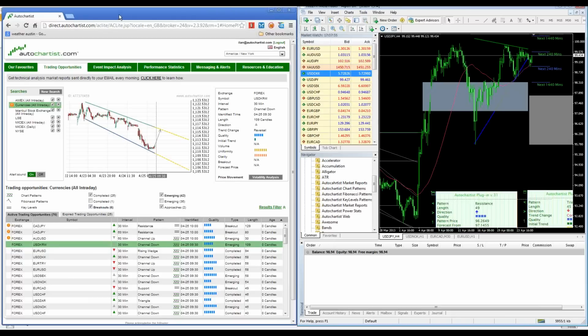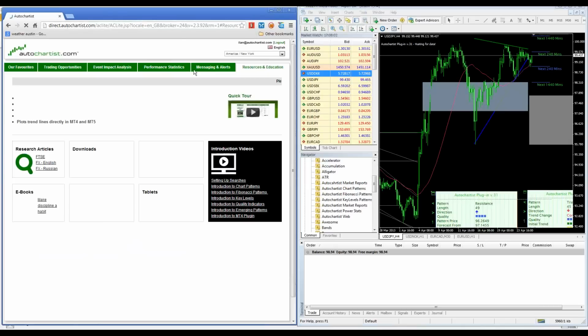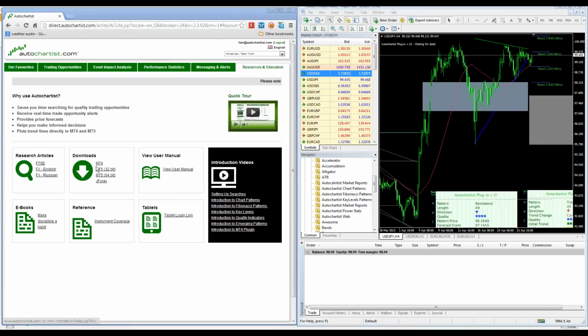The way you do that is you log into your Autochartist web application, and in the resources and education section, which I'm showing you on my screen right now, you can click on downloads and you will have the appropriate download for your broker for the latest version. So if you are seeing a slowdown, click on the latest version and those issues should be resolved.